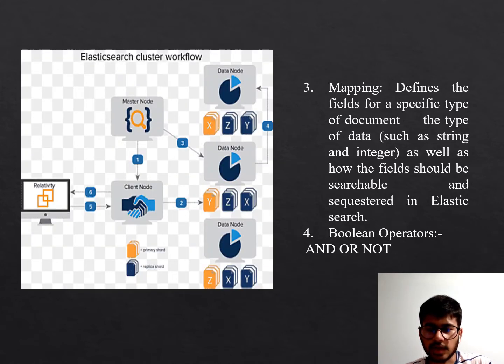Third is mapping. It defines the fields for a specific type of document, the type of data, which can be anything, whether it is string or integer, as well as how the fields should be searchable and stored in Elasticsearch. Fourth is Boolean operators. There are two main types of operators that are used. One is AND and the other is NOT.